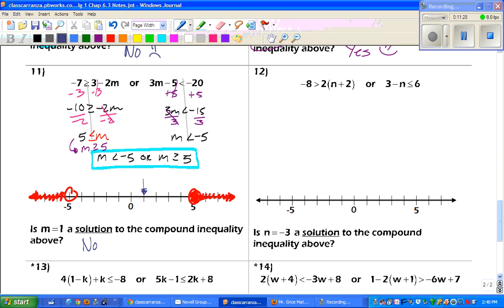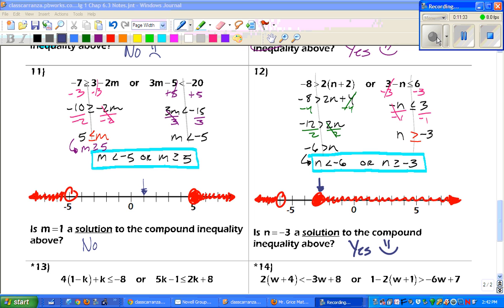All right, number 12, once again, pause the video and see how you do. Okay, and there's your solution set, just like the first inequality. Make sure you rewrite it so it's n is less than -6 so you know which way to go. And then on the second one, you divided by negative, so we had to switch. Do not forget that negative sign out in front of the n.